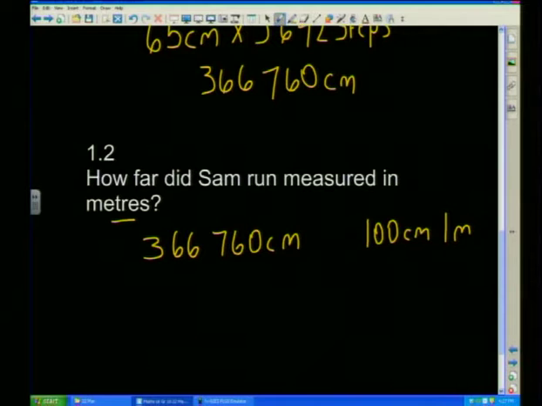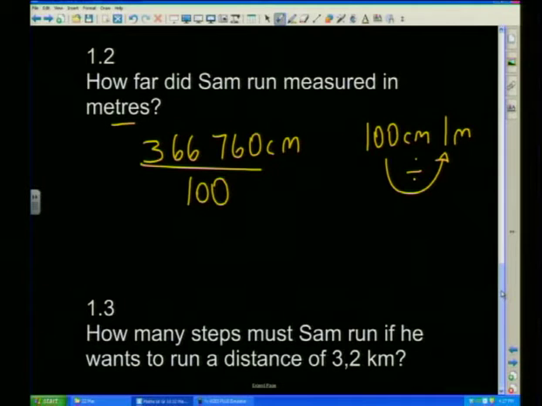Which way am I going? I'm going from centimeters to meters. So I'm going to be dividing. I'm going from a big number to a small number. So I need to divide by 100. I can do that on the calculator, or I can just move my decimal and we get 366. I'm going to move my decimal twice.